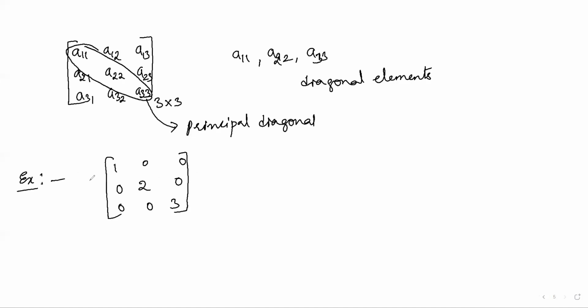So many times students get confused. For example, if I write 0, 0, 0, 0, 2, 0, 0, 0, 0, this is also a diagonal matrix, because we have to see that the non-diagonal elements are zeros. Diagonal elements can be any real number, including 0. You should not get confused about that.